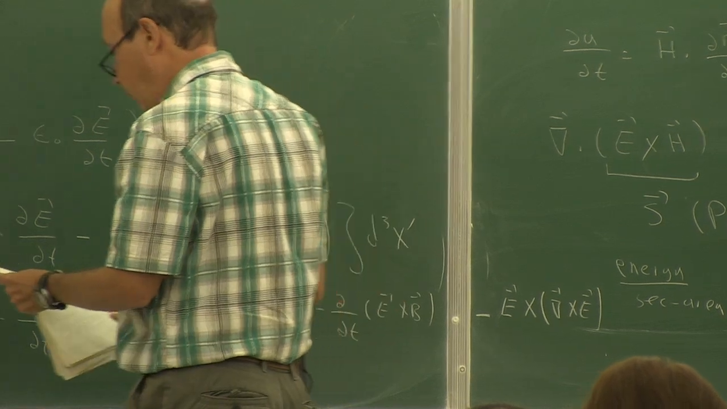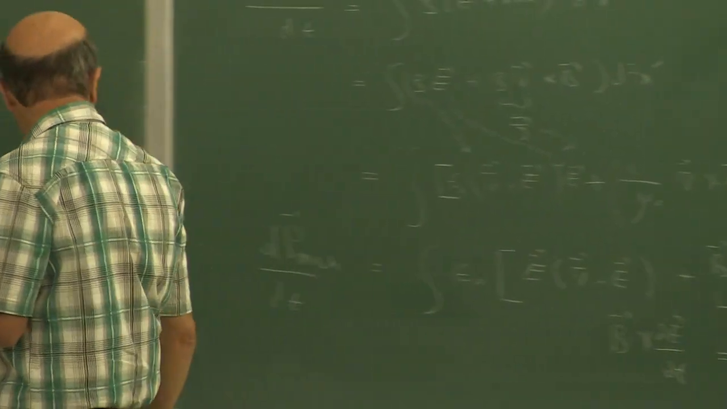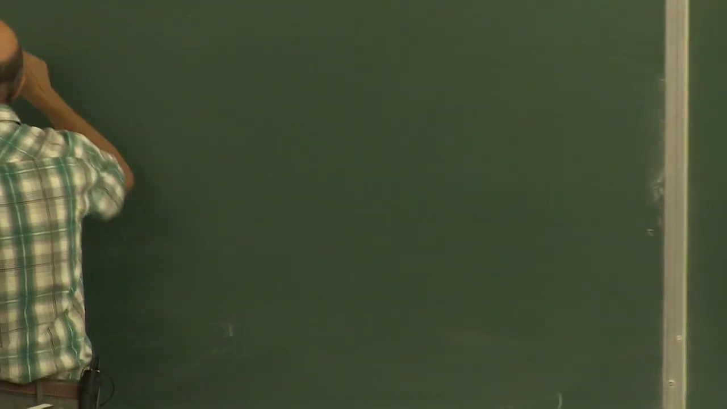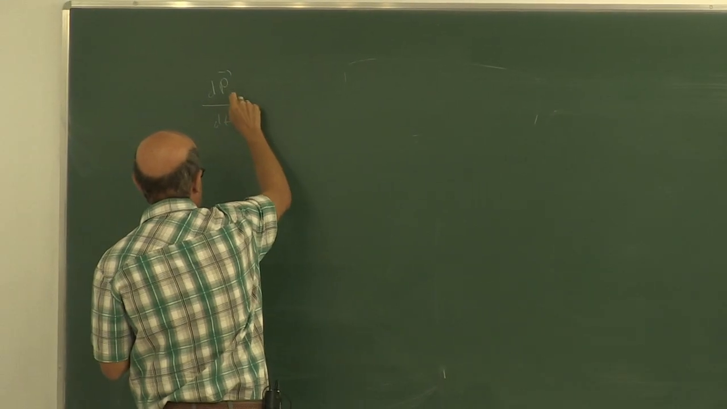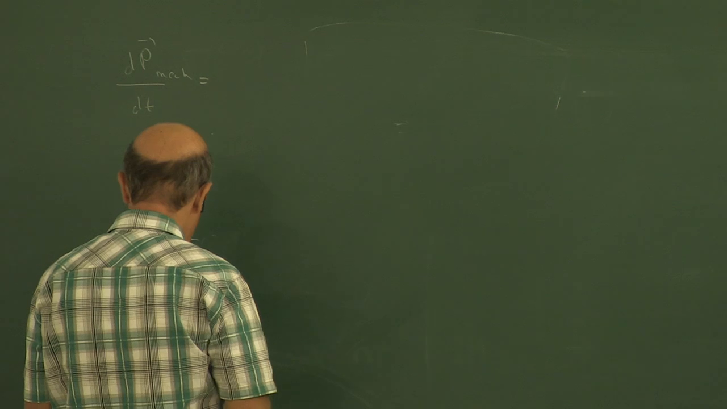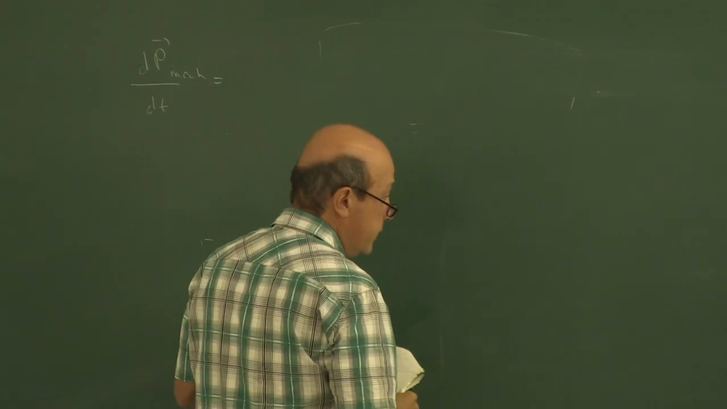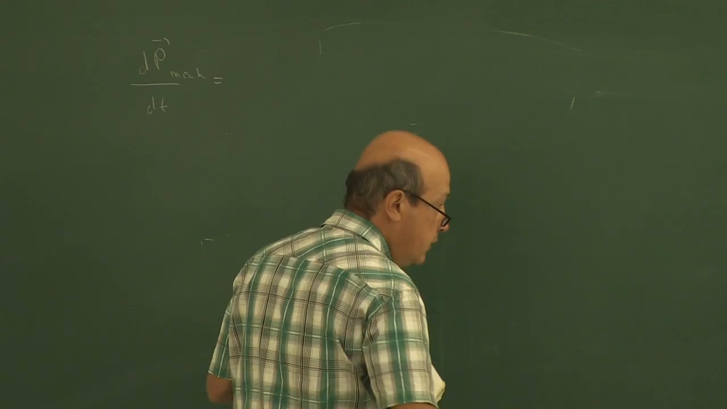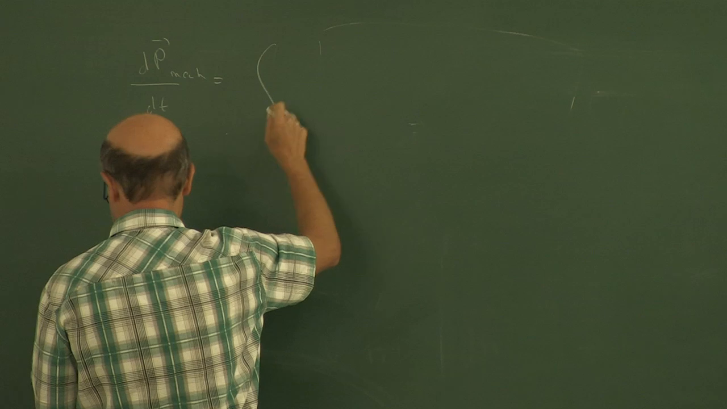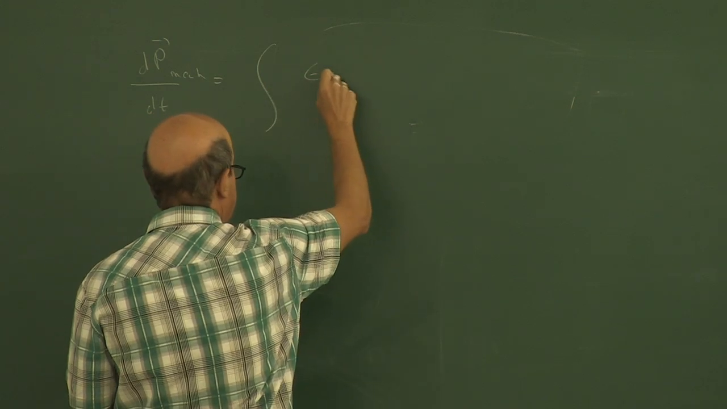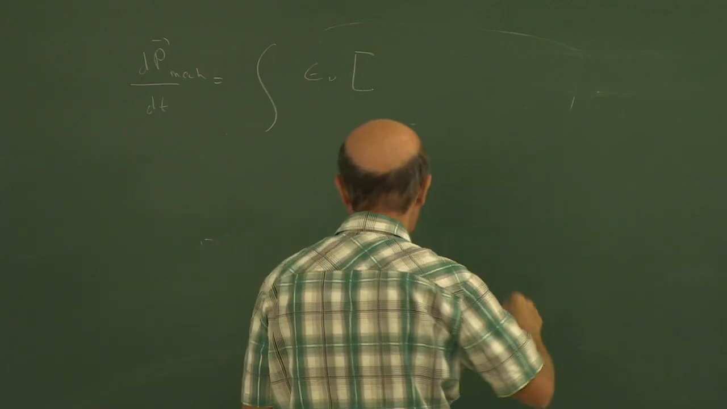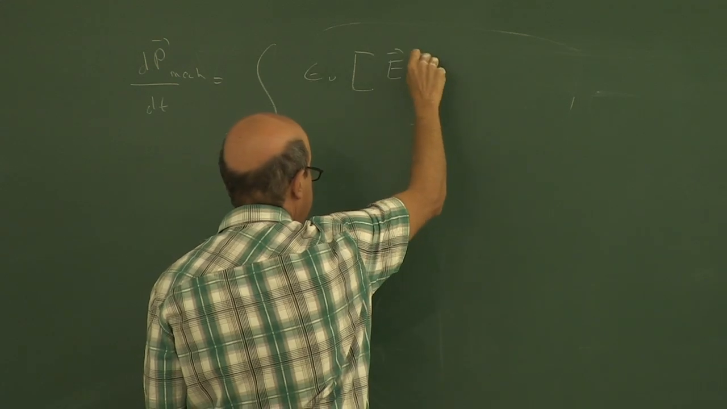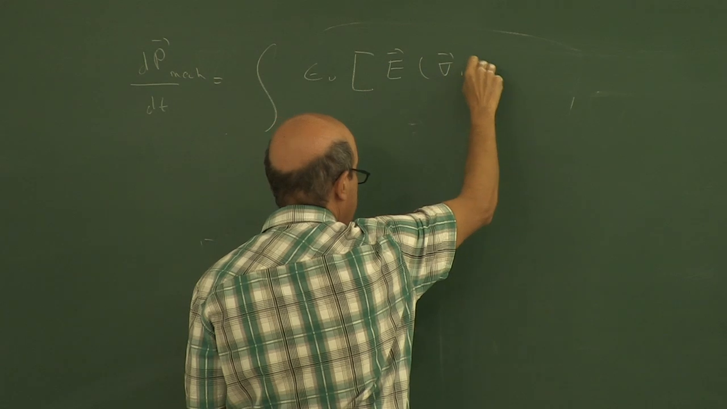So let me go one line and then we can give a break. Lorentz force on the left is equal to epsilon 0 E times divergence of E.